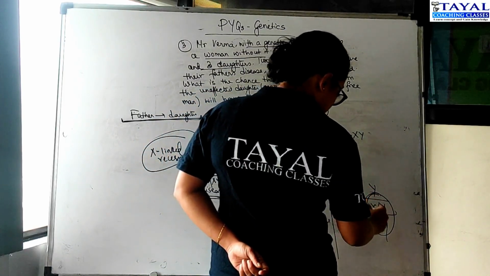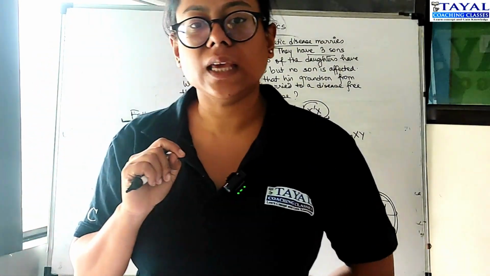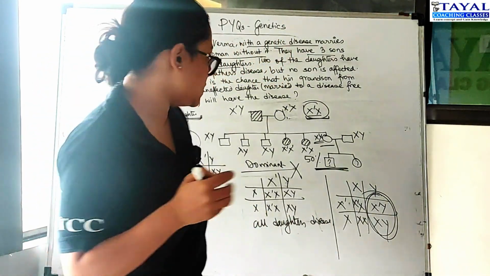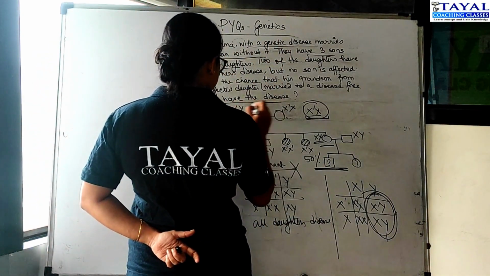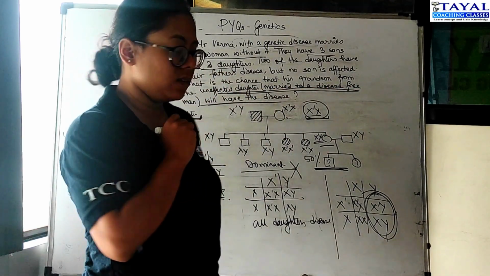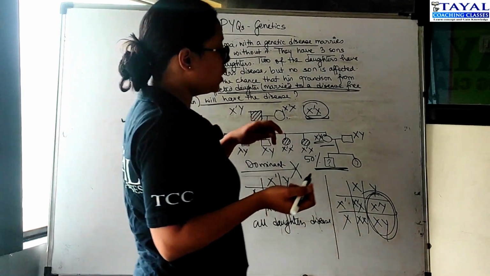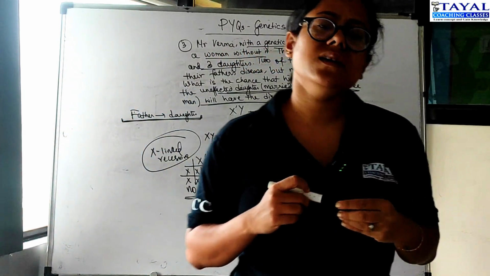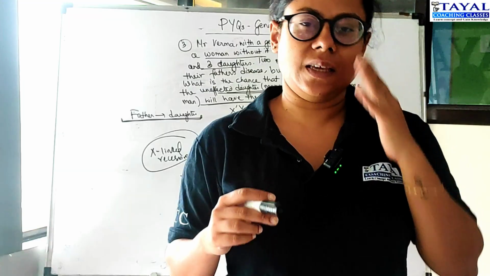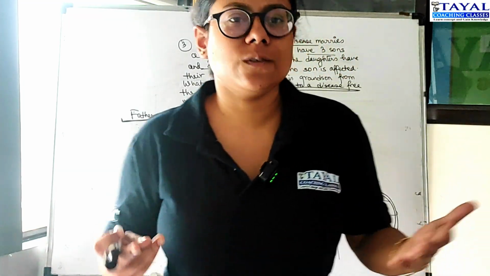Why? Because there's a 50% chance of having boys. Out of 2 boys, 1 boy can get the disease. So what is the chance? The chance would be 50% to get the disease, right? When you are solving pedigrees, try to look for these markers. So if the parents do not have the disease and the child has the disease, that is a recessive marker, correct? So that pedigree will always be recessive.